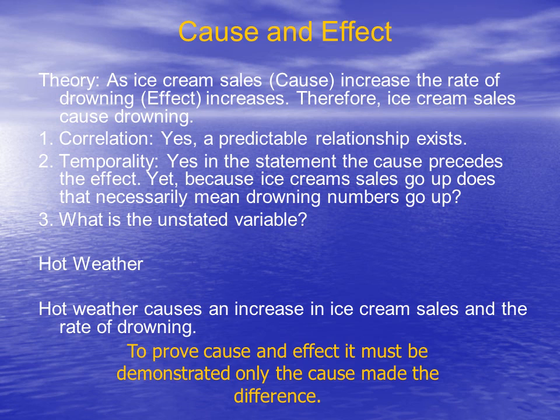So what is the unstated variable? The unstated variable here is hot weather. So hot weather causes an increase in ice cream sales and the rate of drowning. That makes sense because people eat more ice cream during hot weather and people do more swimming. So to prove cause and effect, it must be demonstrated that only the cause made the difference. Let's look at another one.